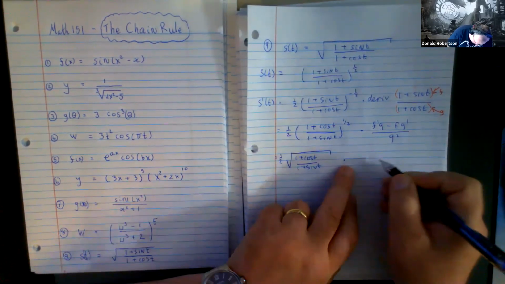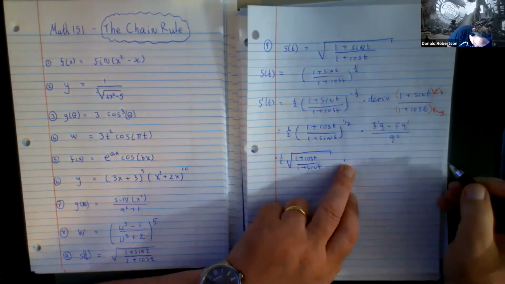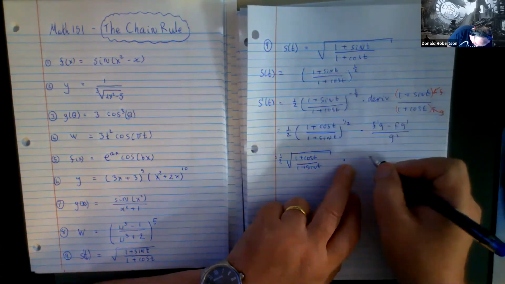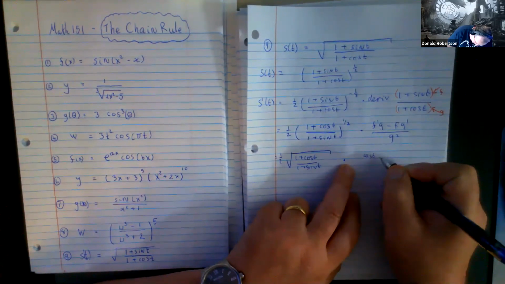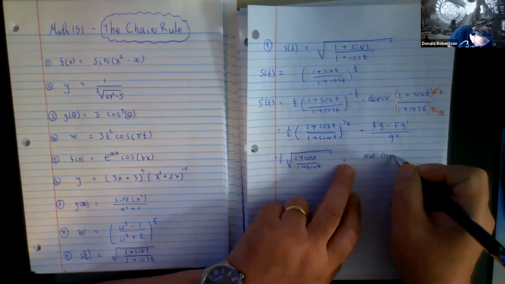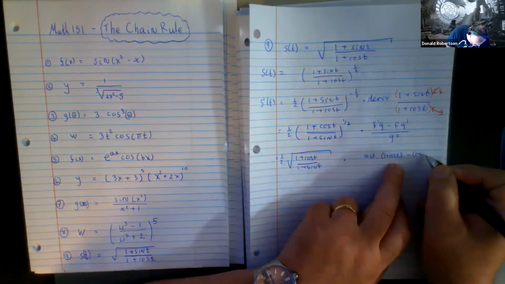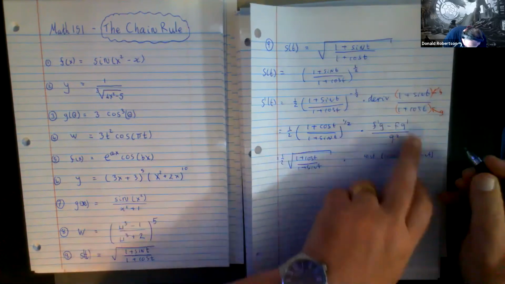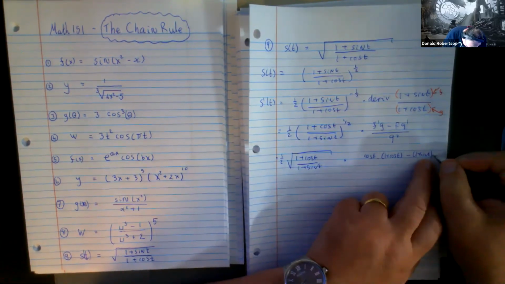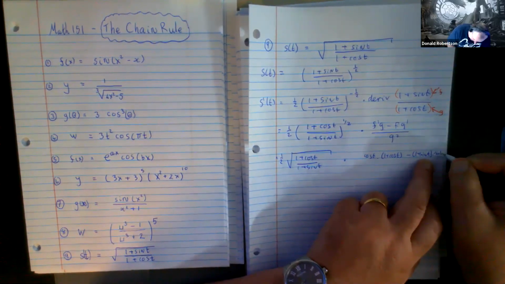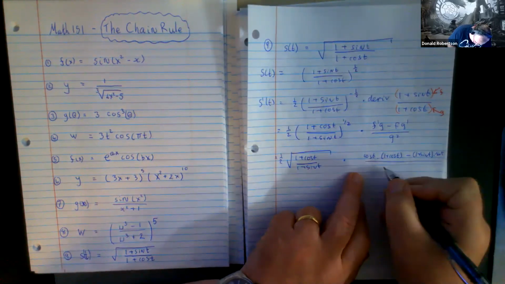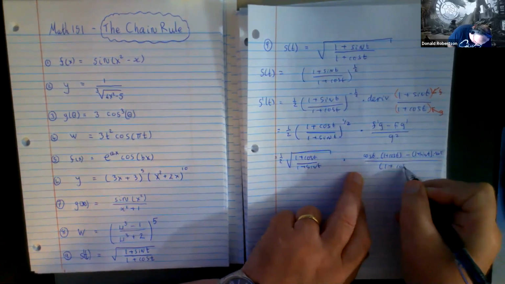Times, well, let's see what we get here. F dashed is the top, which is a cosine t, times the untouched bottom. Take away, leave the top alone, and differentiate 1 plus cosine gets you negative sine t. And that is going to be over a 1 plus cosine t squared.